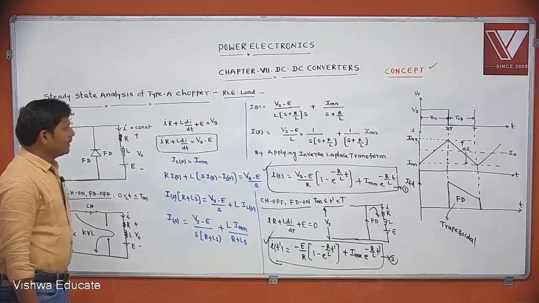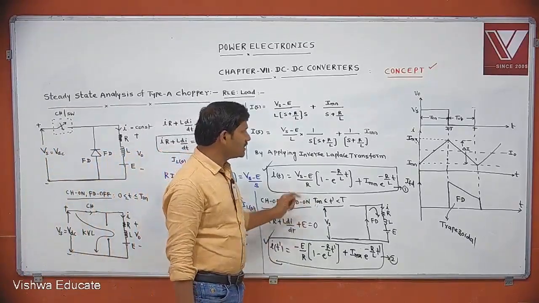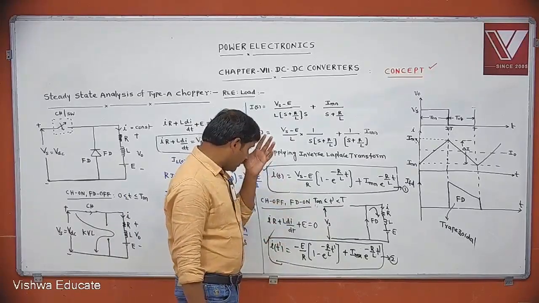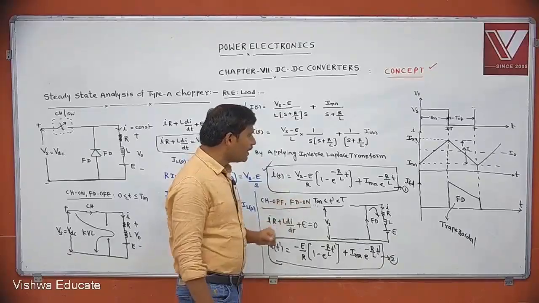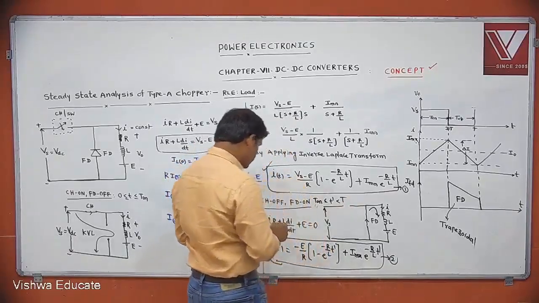What is the expression for i(t) if the switch is conducting? What is the expression for i(t) if the freewheeling diode is conducting? These two equations you know.